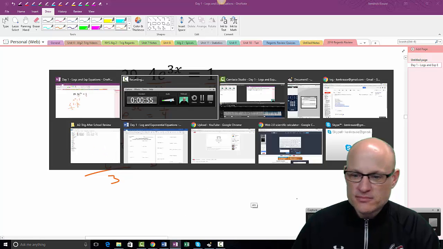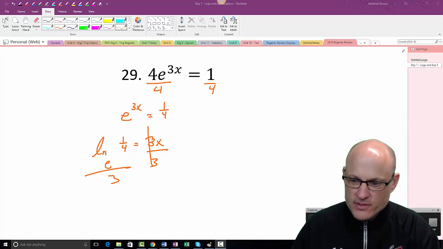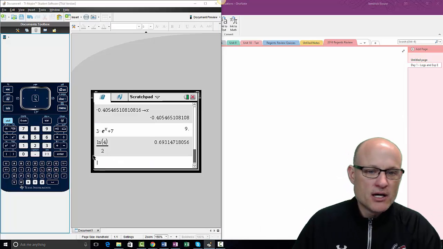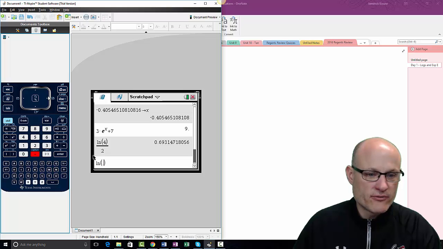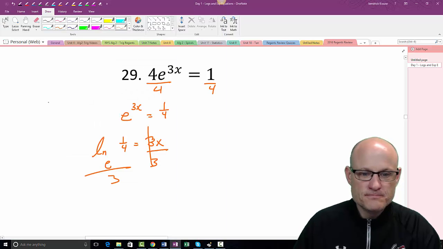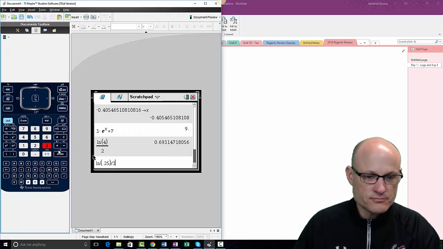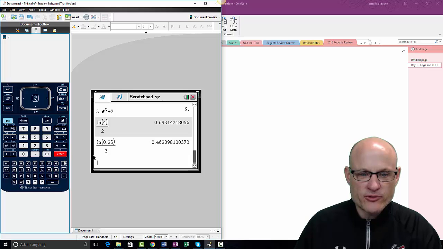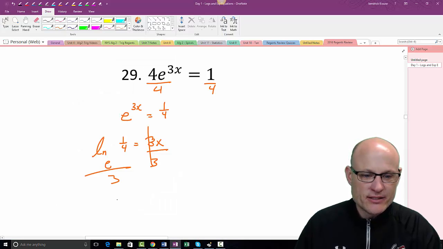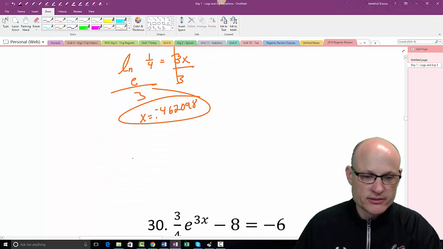So natural log of a 4th, so natural log 0.25, that's a 4th, divided by 3 is negative 0.462098. X equals negative 0.462098. Ka-ching.